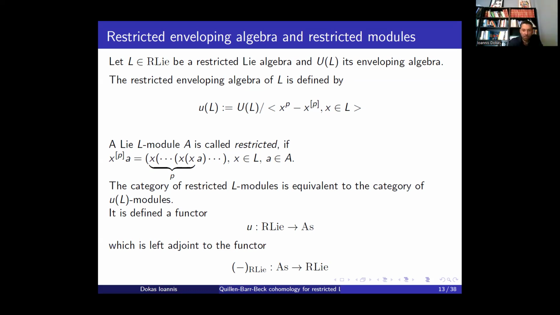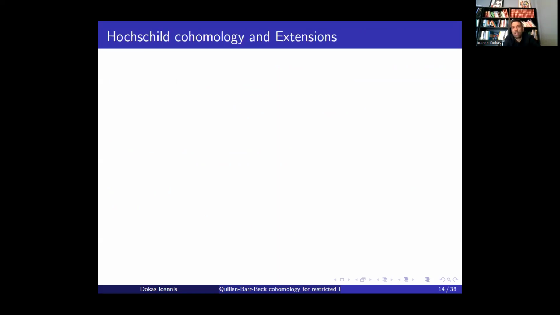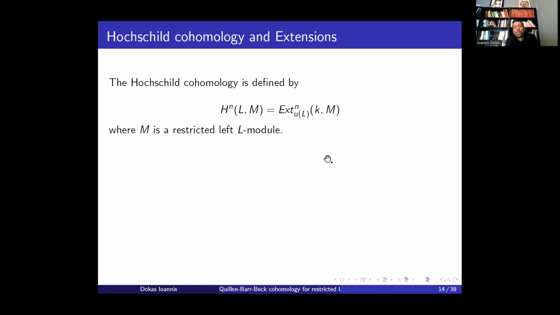Now, I think we are ready to define Hochschild cohomology and speak about extensions of restricted Lie algebras. So it was Hochschild who defined cohomology for the category of restricted Lie algebras in complete analogy with the case of Lie algebras. For the cohomology, Ext functors are used, and for homology, Tor functors. Now the role of the enveloping algebra is played by the restricted enveloping algebra, and we have the following formula, which gives the Hochschild cohomology. As you see here, we have the restricted enveloping algebra instead of the enveloping algebra. As for the coefficients for this cohomology theory, we have restricted left L-modules.